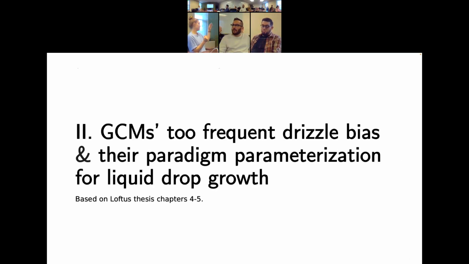And so this led me to the next part, which is thinking about how global climate models have this longstanding and widespread bias in that they have too frequent, too light rain, and how this might be related. Yeah.